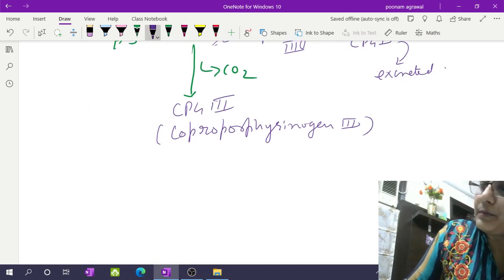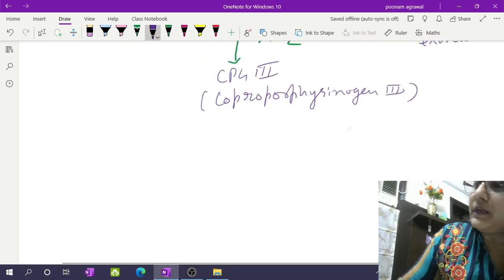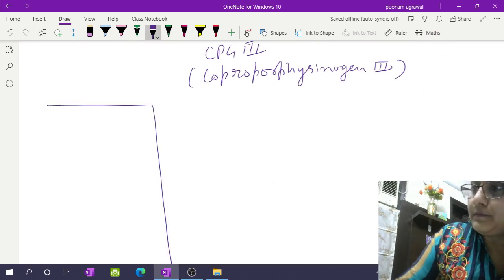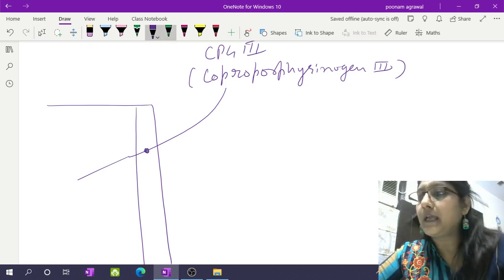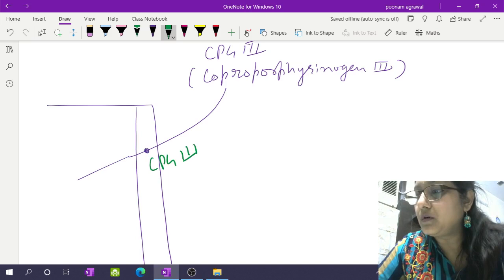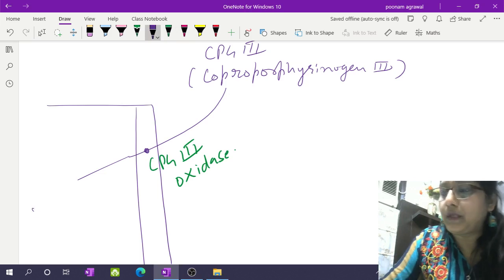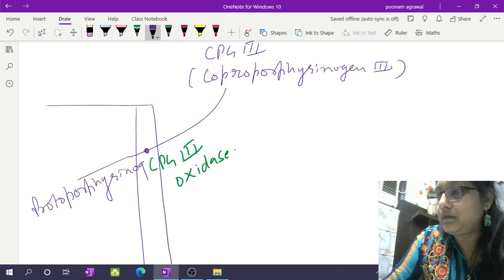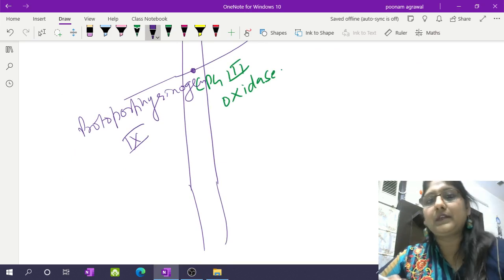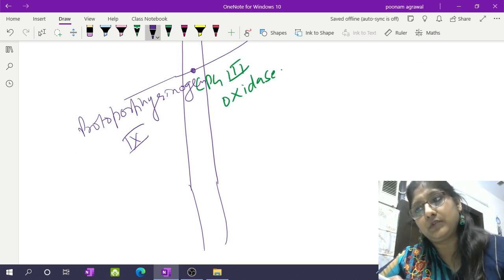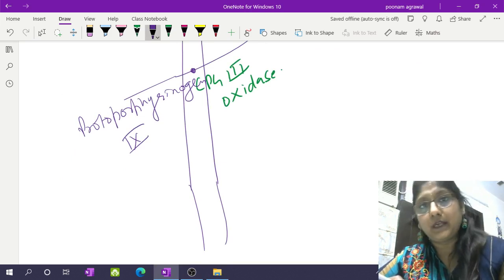Now what happens, this coproporphyrinogen 3 which is produced then tries to enter the mitochondria back. And in the intermembranous space, we have an enzyme which oxidizes it, and this enzyme is known as CPG3 oxidase enzyme, which produces protoporphyrinogen 9. You can call it protoporphyrinogen 3, that's not wrong. There are books which mention protoporphyrinogen 3 also for this particular protoporphyrinogen. You can call it 9.